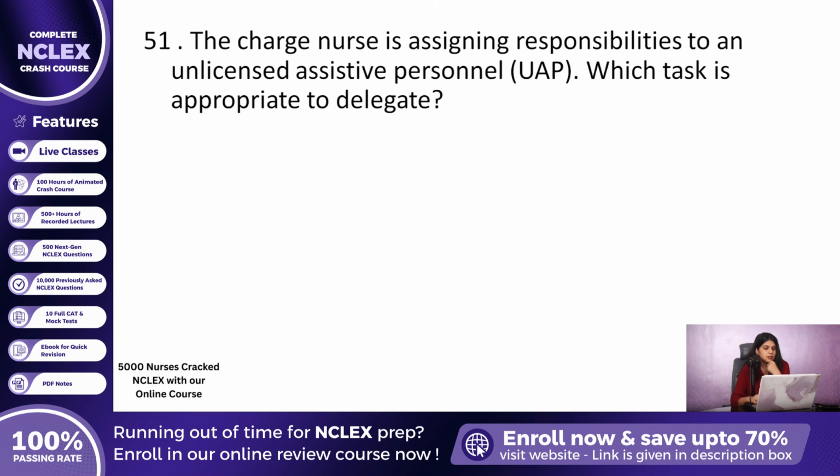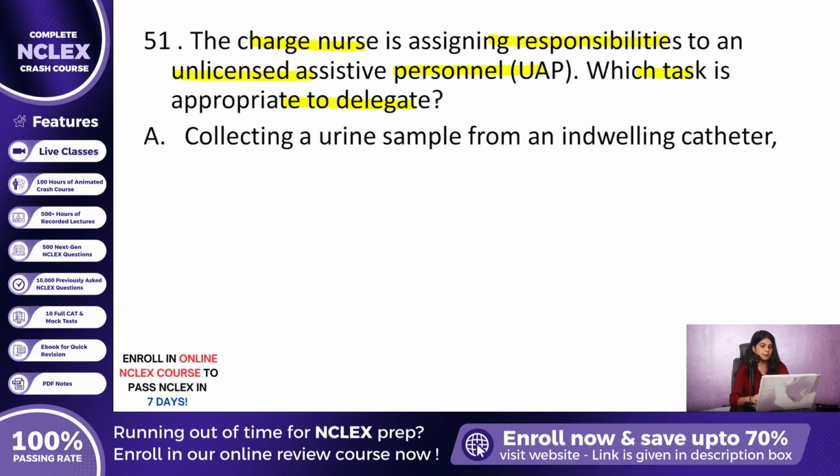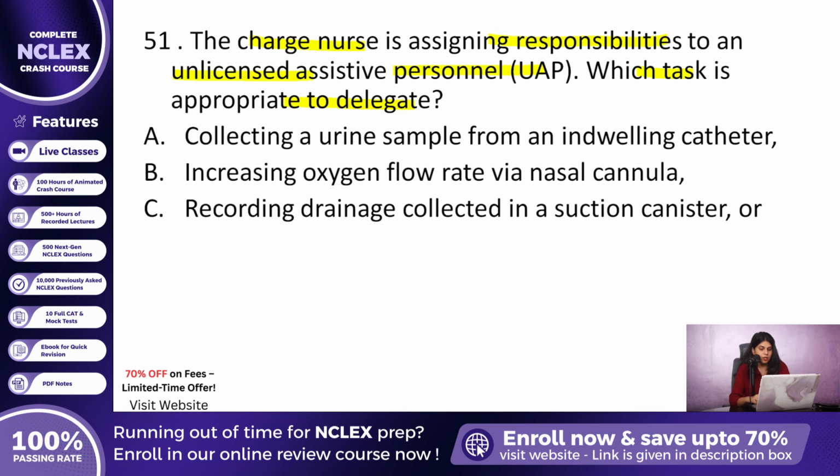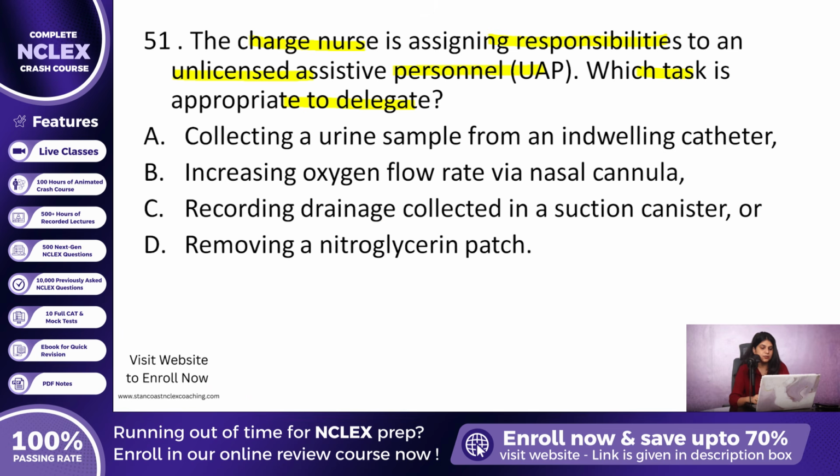Question 51. Let us explore the scope of practice and delegation. The charge nurse is assigning responsibilities to an unlicensed assistive personnel. Which task is appropriate to delegate? The options are A. Collecting a urine sample from an indwelling catheter. B. Increasing oxygen flow rate via nasal cannula. C. Recording drainage collected in a suction canister. Or D. Removing a nitroglycerin patch.